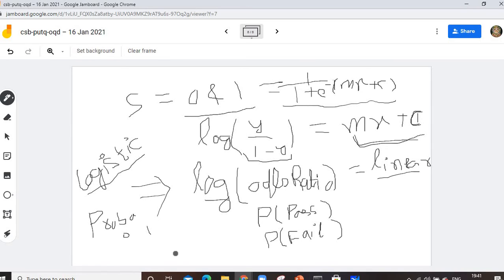If it gives greater than 0.5, then you can say 50% above probability, so this category will fall into a pass. If less than probability 0.5, then you can say this category falls into the fail.